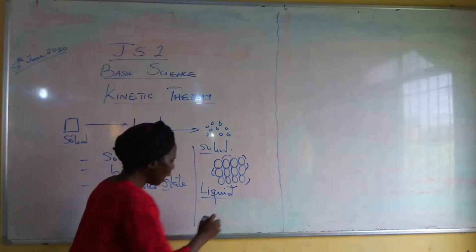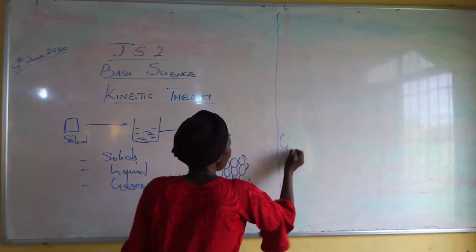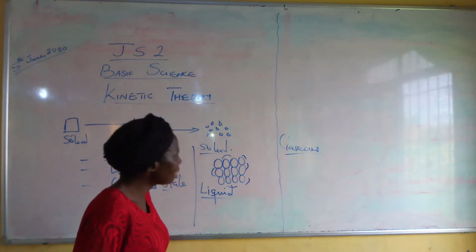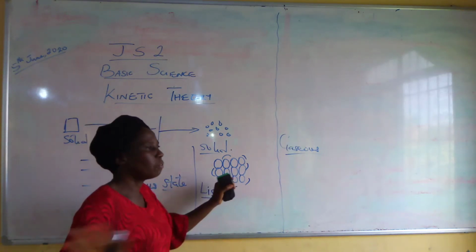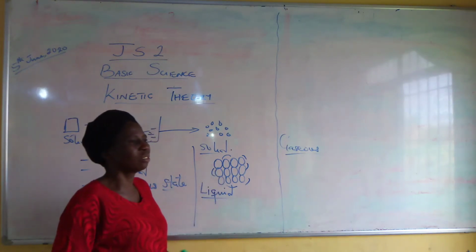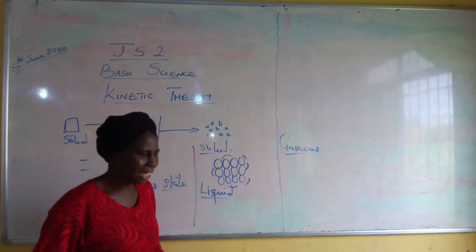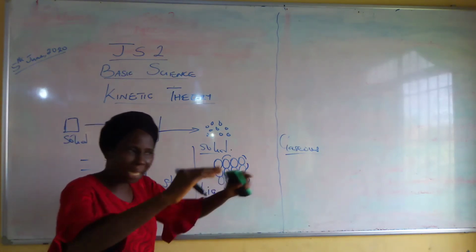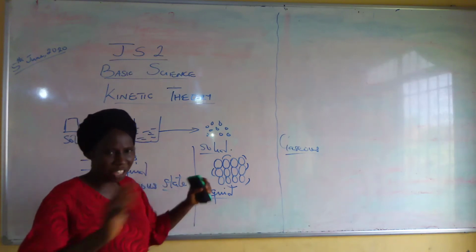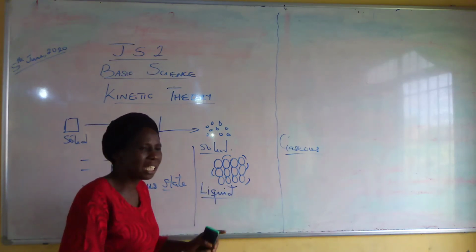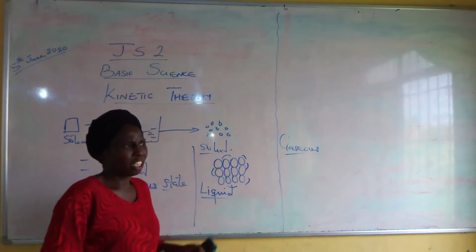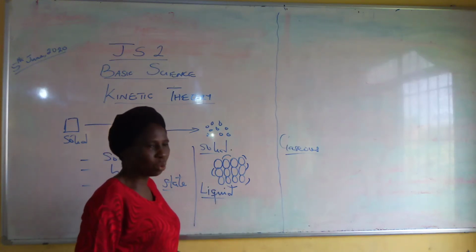Then we are now going to the gaseous state. Particles in gases are further apart, so they are free to move. They move in all directions, randomly, constantly, being restricted only by the container. They are so free because they are further apart. The cohesive forces between the particles are negligible.